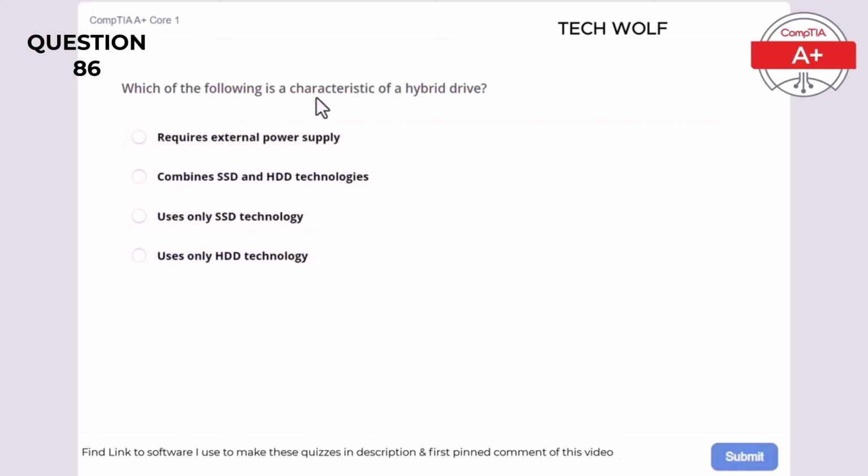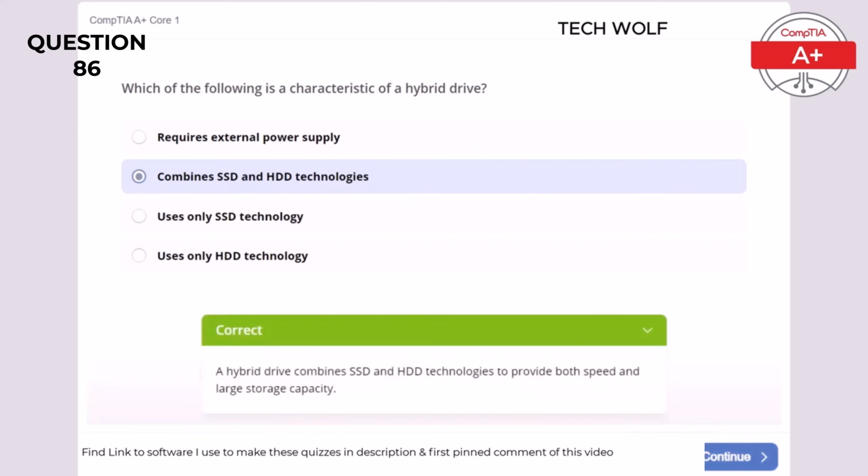And which of the following is a characteristic of a hybrid drive? Requires external power supply, combines SSD and HDD technologies, uses only SSD technology, uses only HDD technology. And the correct answer here is combines SSD and HDD technologies. A hybrid drive combines SSD, or solid-state drive, and HDD, hard disk drive, technologies to provide both speed and large storage capacity.